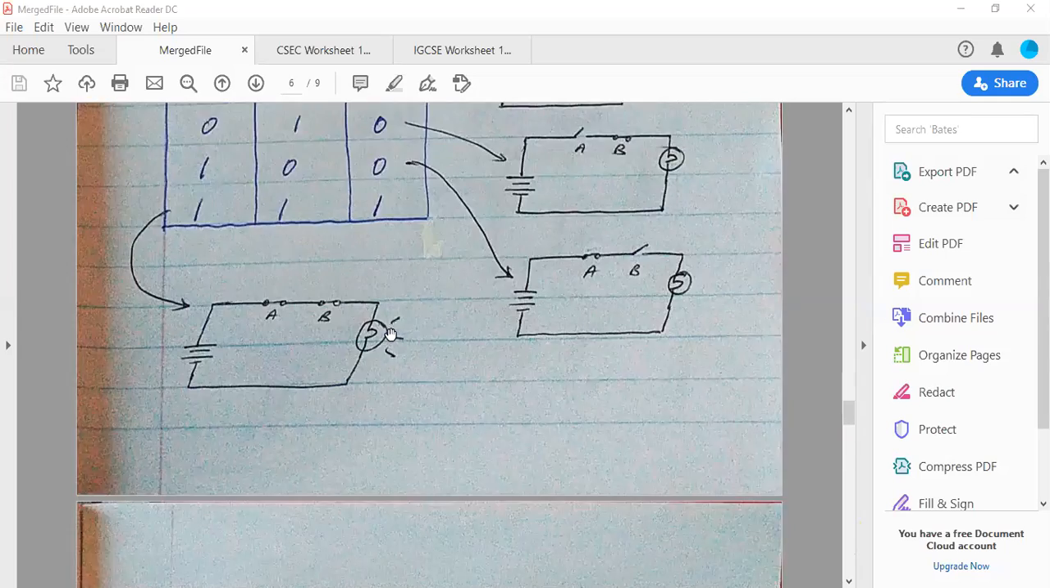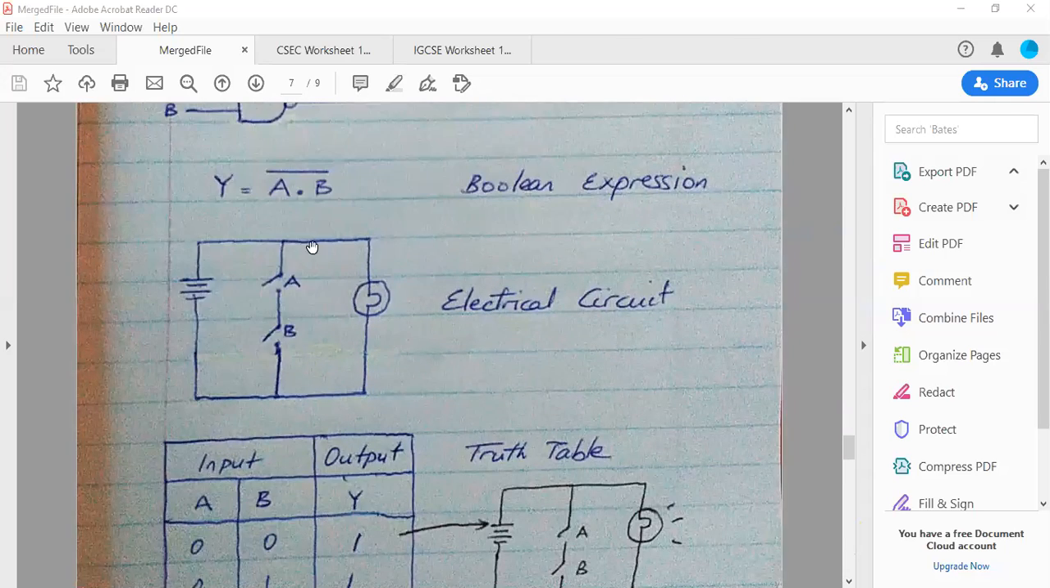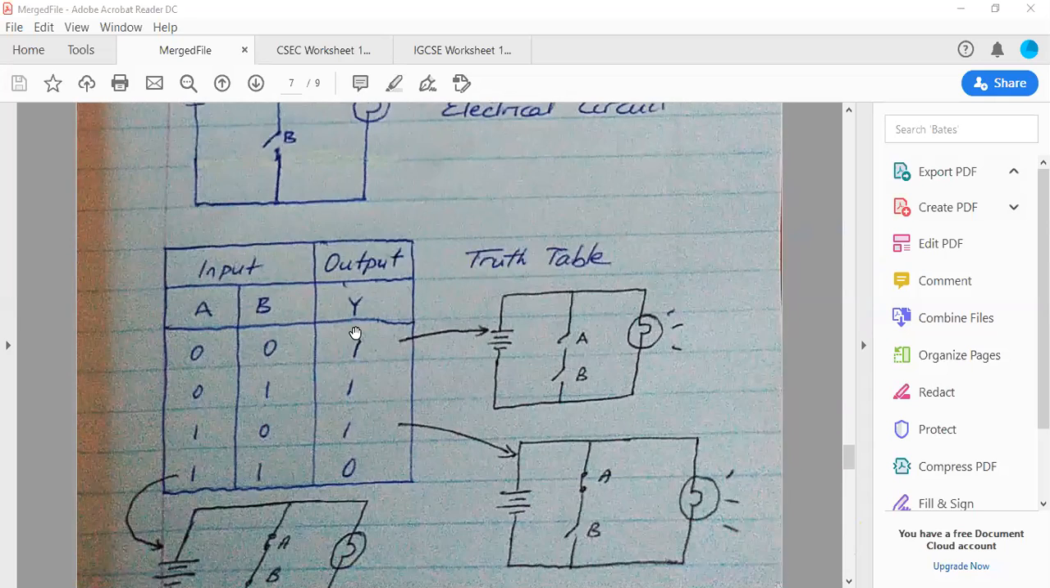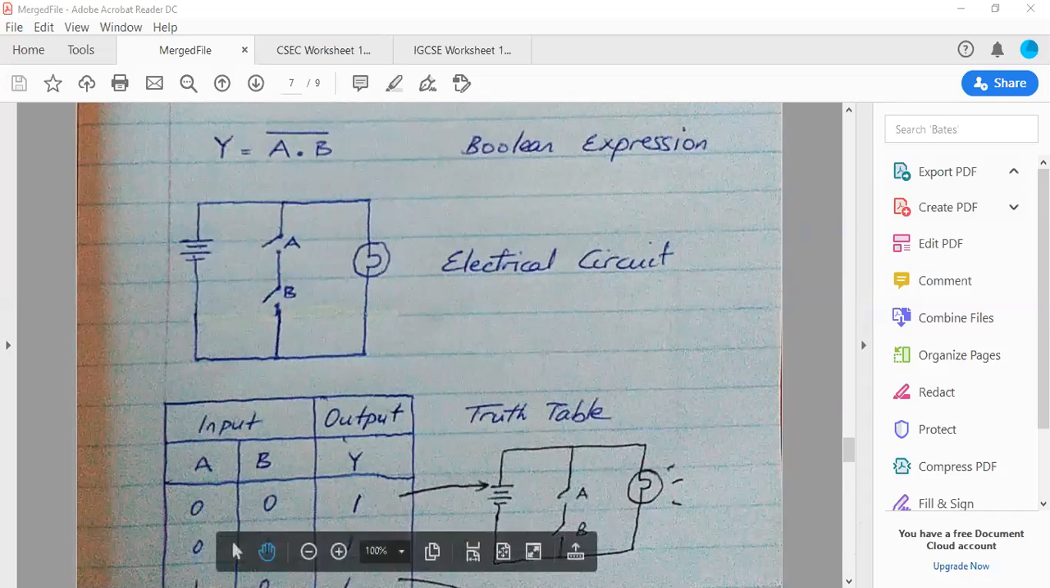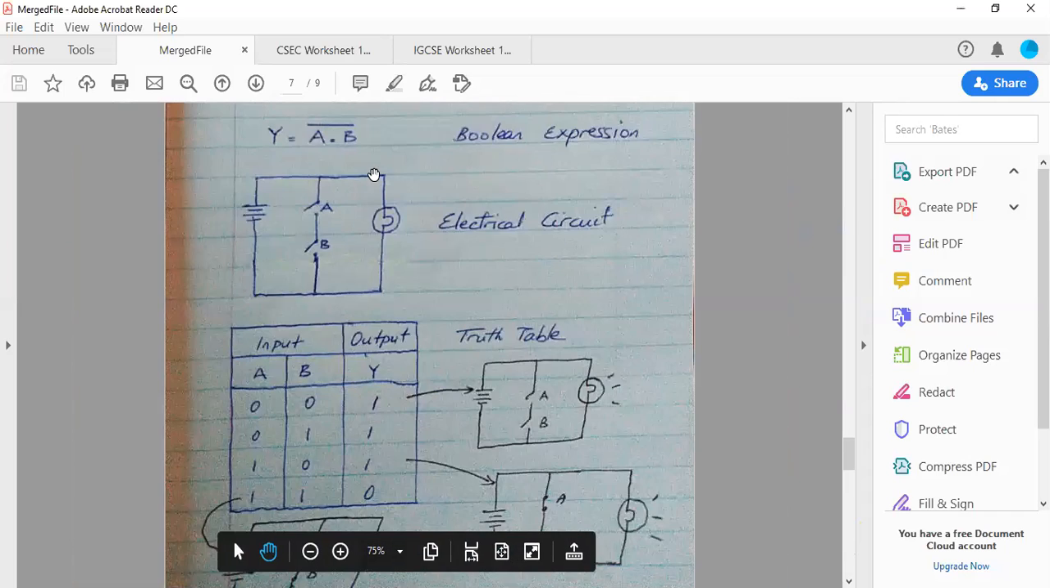However, because it is a NAND gate, it is now in parallel to the bulb. We go with the first layout, so we go in with the Boolean algebra. So we go with the Boolean part. Here we do the maths part.